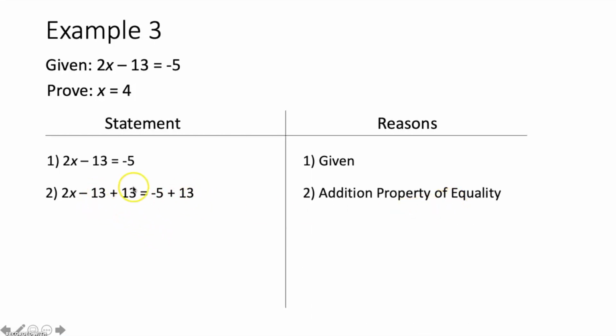Next, we need to simplify this. So -13 plus 13, those are going to cancel each other out. -5 plus 13, that's going to give you +8. Again, all we did was simplify, so your reasoning, what you would put over here would be simplify.